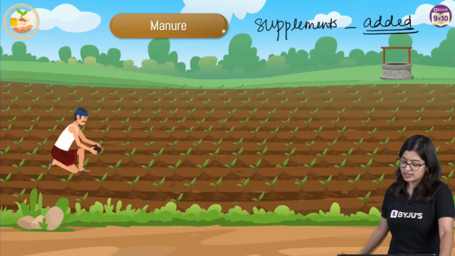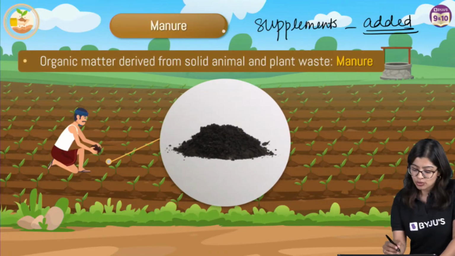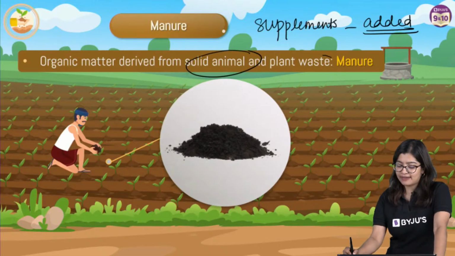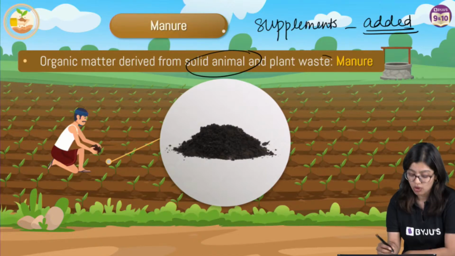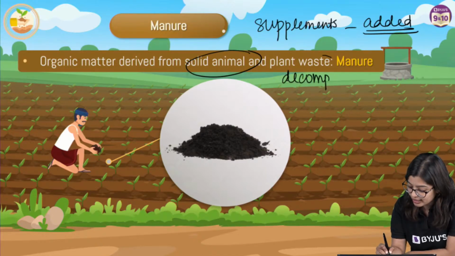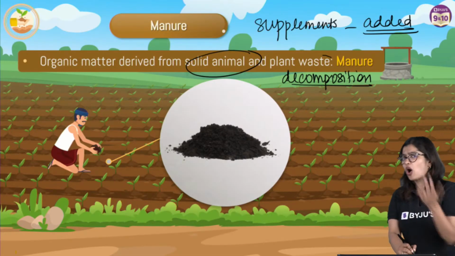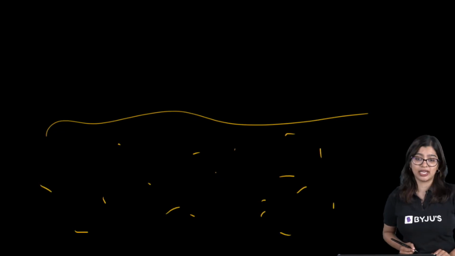Now what are manures? We know that manure is obtained from organic matter, basically derived from solid fecal animal waste. They are natural and normally prepared by the process of decomposition. Now what is the decomposition process? It is normally done by microorganisms that are found in soil. So in my soil, we will find some microorganisms.